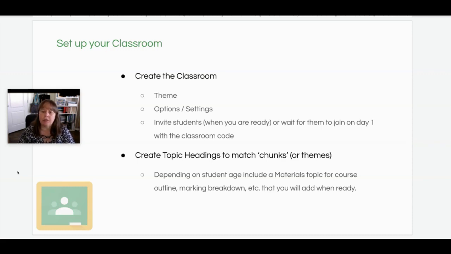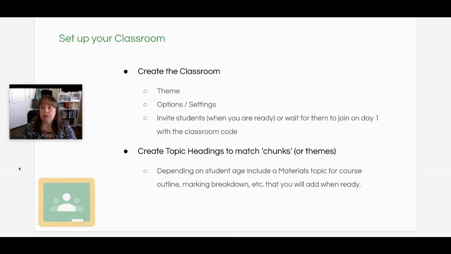And now let's take a look at our topic headings. So we want to match our chunks or our themes that we've found in our curriculum. Now, depending on the age of your students, you may or may not want to have some additional areas. So for example, you might want a materials section for those things that cover all topics, all themes. You might want to have a parent section for the parent documents for younger students so that the parents can go there and find what they need. But basically at this point, we want to make sure we have those basic topic headings as well as the ones that match our curriculum.